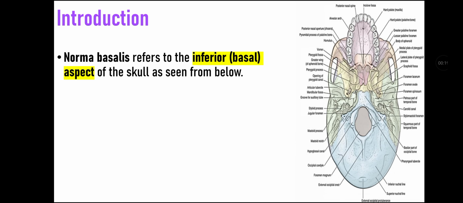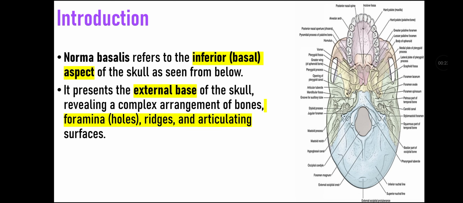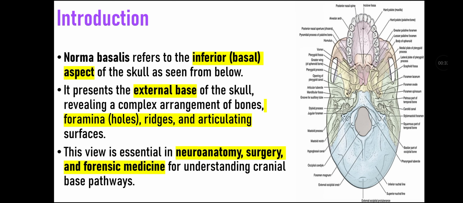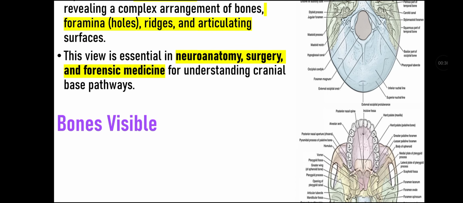Norma Basalis refers to inferior view or basal view of the skull as seen from below. It presents the external base of skull, revealing a complex arrangement of bones, foramina, ridges, and articulating bones. This view is essential in neuroanatomy, surgery, and forensic medicine for understanding cranial base pathways.